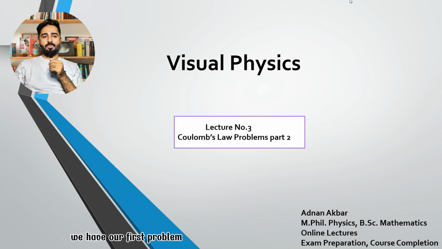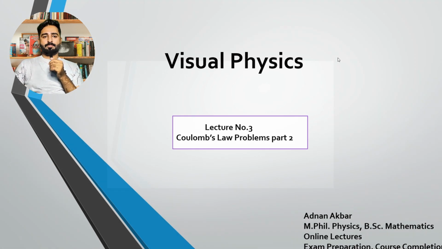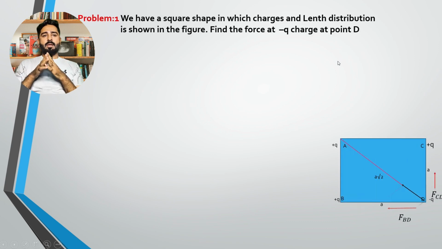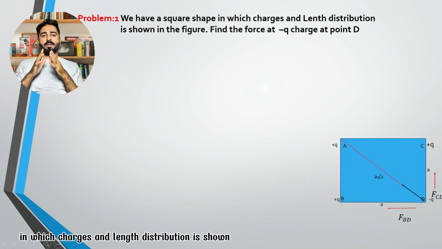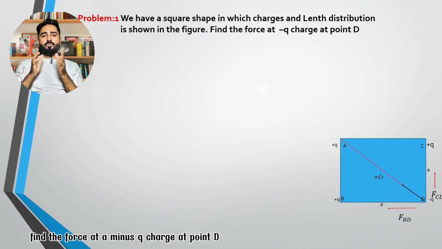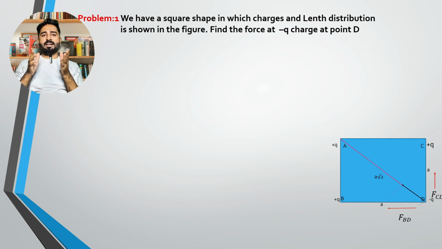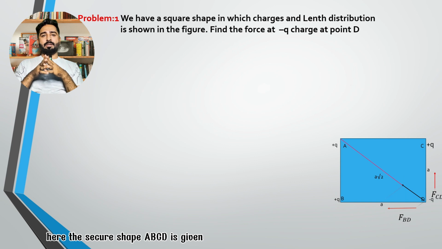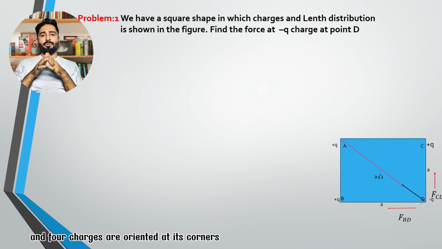We have our first problem. We have a square shape in which charges and length distribution is shown in the figure. Find the force at minus q charge at point D. Let's analyze the figure. Here the square shape ABCD is given and four charges are oriented at its corners as shown in the figure.